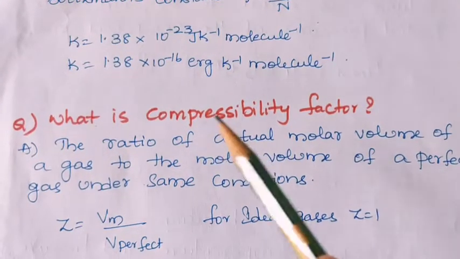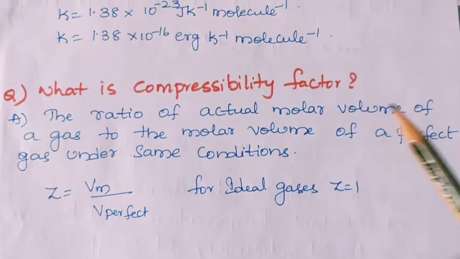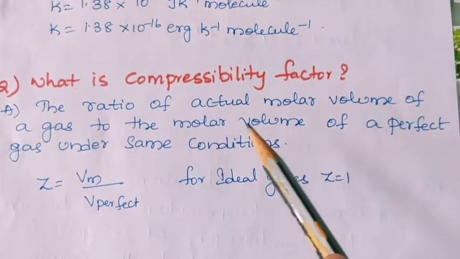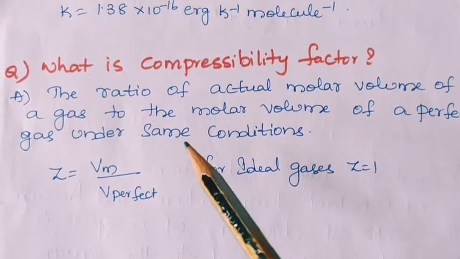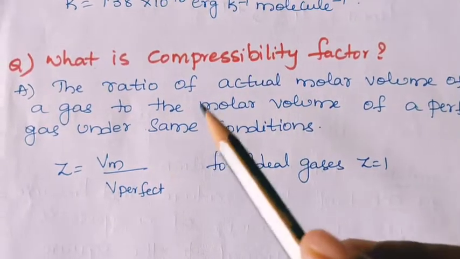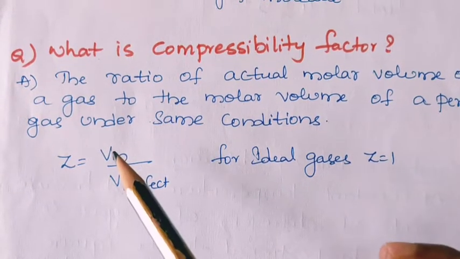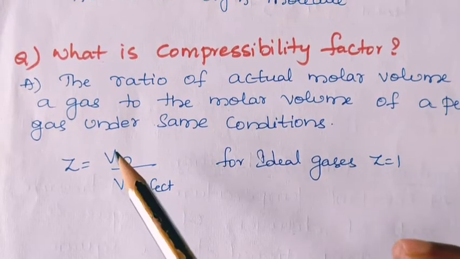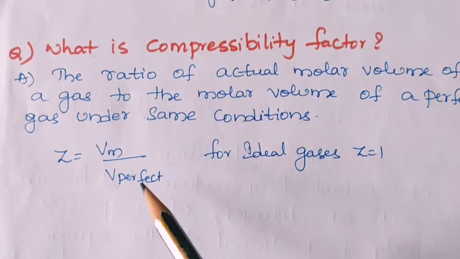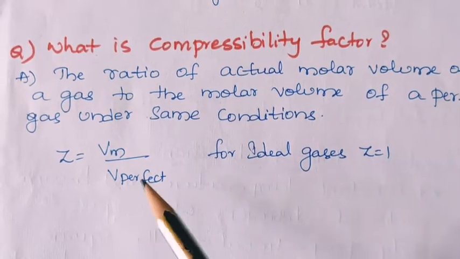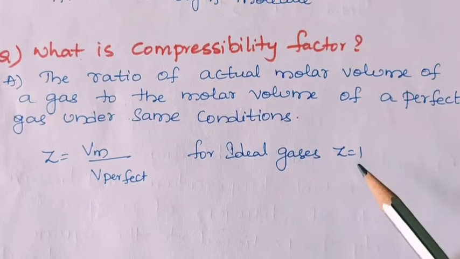What is compressibility factor? The ratio of actual molar volume of a gas to the molar volume of a perfect gas under same conditions. So here compressibility factor is denoted by Z. So Z is the molar volume of actual gas by the molar volume of the perfect gas. So this is compressibility factor. For ideal gas it is 1.